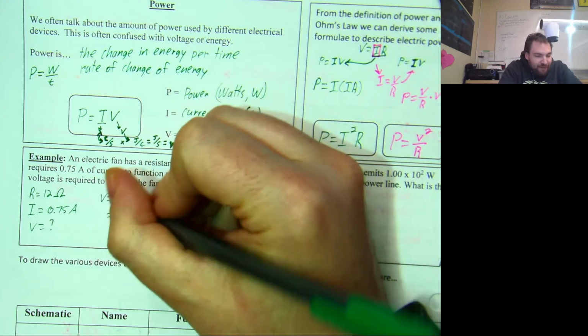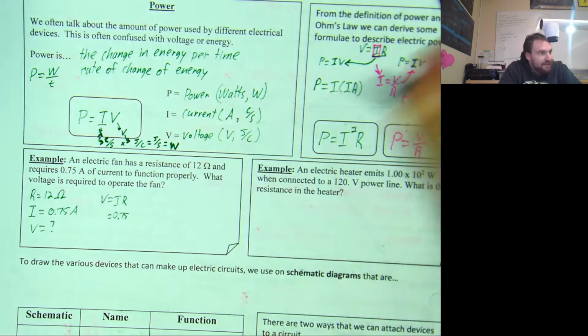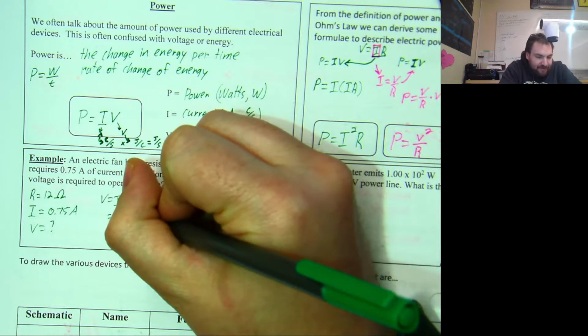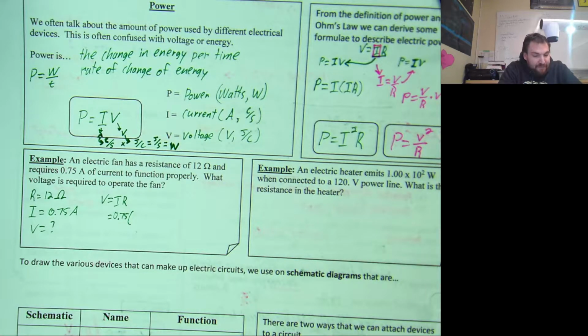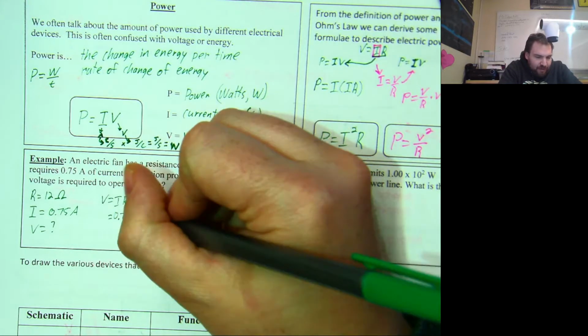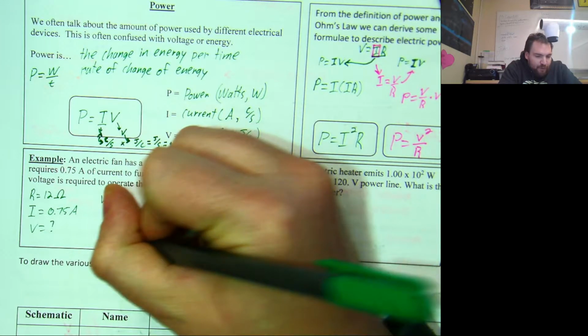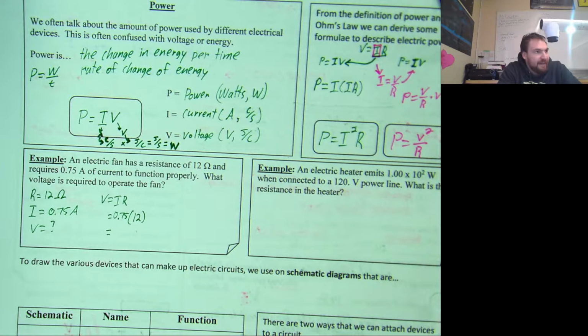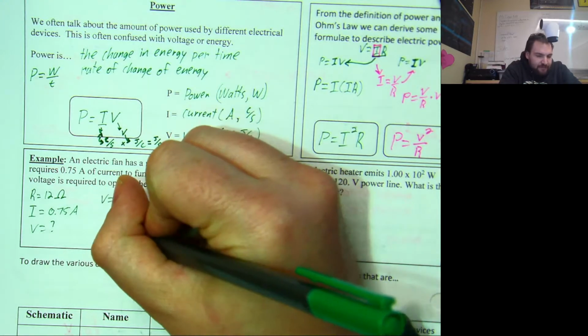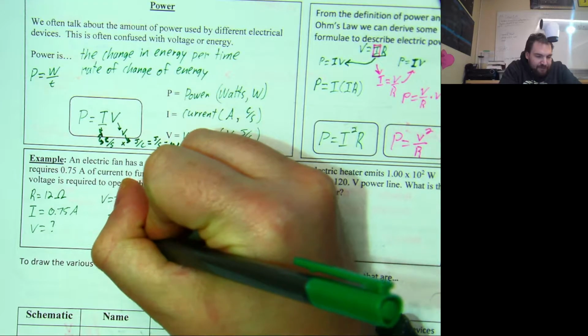Okay, so the current flowing through the fan is 3/4 of an amp, and the resistance of the fan is 12 ohms. So what is the voltage required to operate that fan? You could use a calculator, or you could just tell me what 3/4 of 12 is. It's 9. 9 volts.